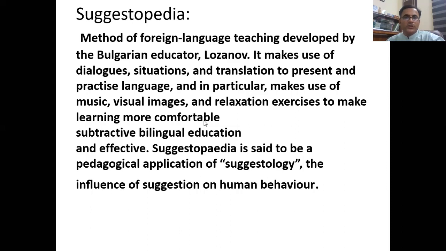So this is all about Suggestopedia, but this method also could not gain popularity and did not get that acceptance around the world. But it exists as a language teaching method in our history that focuses on the use of dialogues, situations, and translation to develop the target language of the students, using music as a source of language learning, and using images, pictures, and other kinds of exercises to make the learners more comfortable and take them out of the fear of learning a target language, but it could not achieve the desired goals.